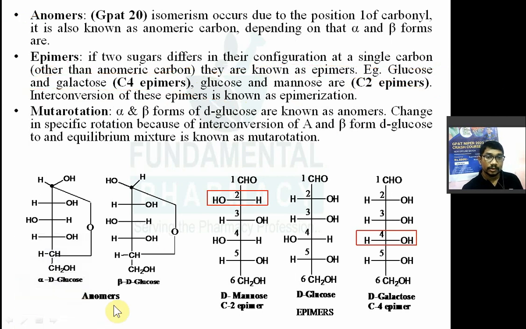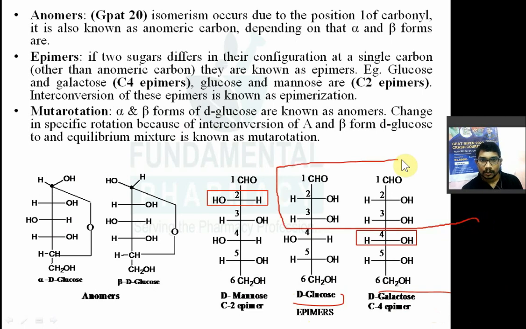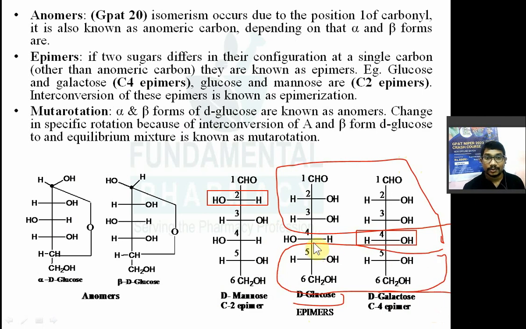Okay, see how it is here. This is the structure of glucose, D glucose. Now this is the structure of mannose, and this is the structure of galactose. Glucose and galactose are known as C4 epimers. Why? Because see, up to here the structure of glucose and galactose is the same, and on carbon numbers 5 and 6 it is also the same. There is a difference in the structure of glucose and galactose at only carbon number 4.